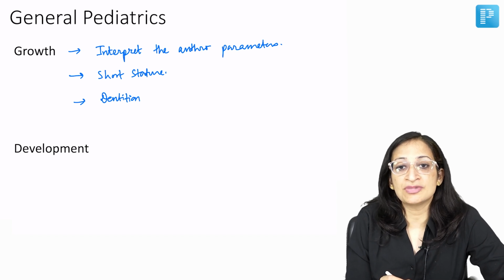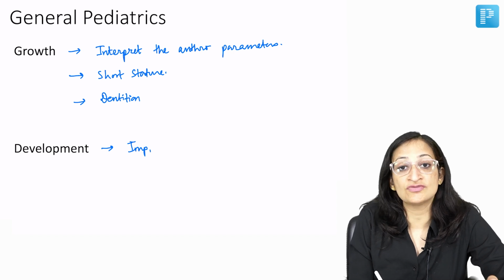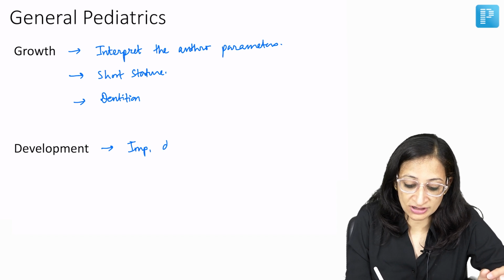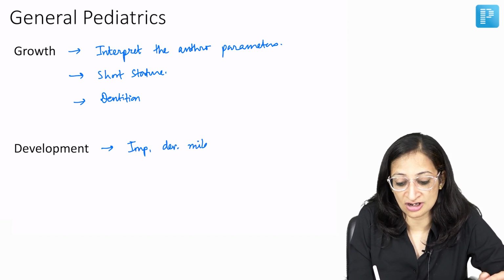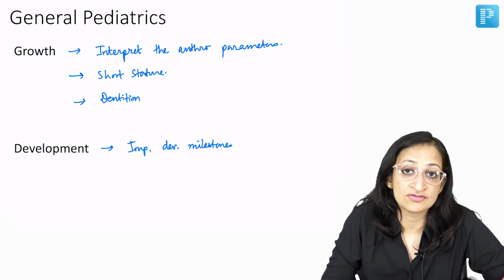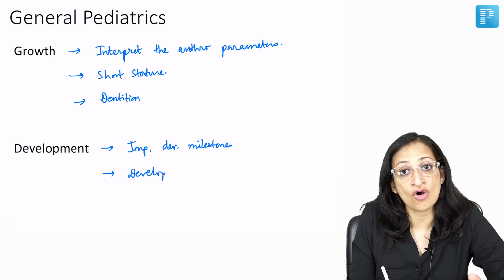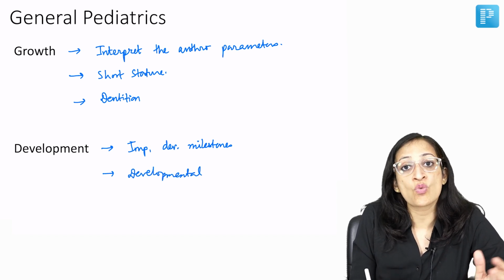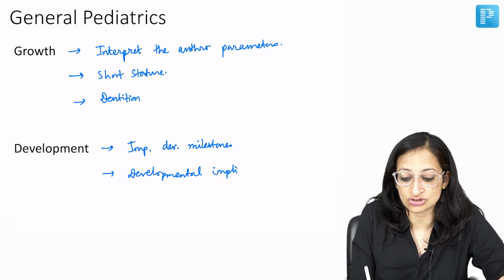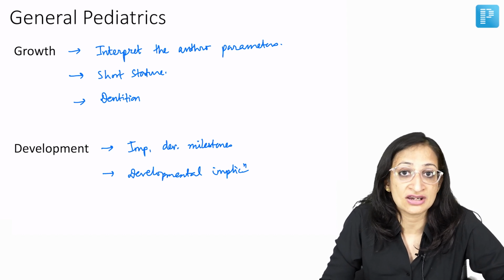Now, from the development, the important developmental milestones in each domain, which we have already discussed in the main as well as the rapid revision videos. So, the important developmental milestones you must be thorough with. And this is a volatile subject and will require multiple revisions. And apart from that, you need to know the developmental implications of these important milestones. What does this milestone indicate? So the developmental implications of important milestones has been asked in the INI-CET exam once. So you need to have an idea about it.